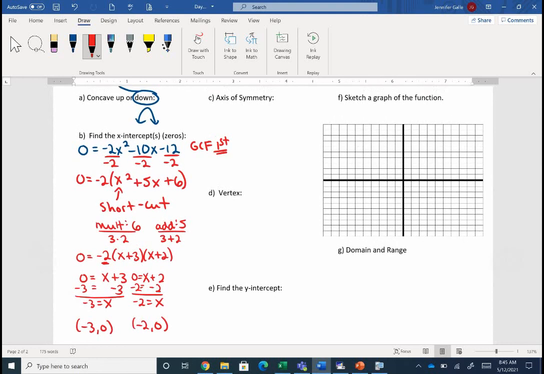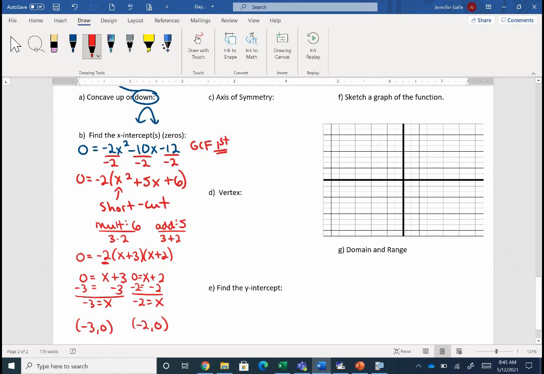So we have -3 and -2. If you want to throw those on your graph, you can. They are super close together. And that's okay.